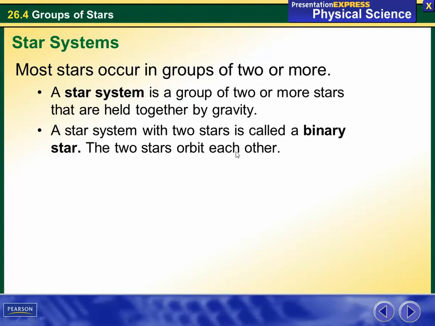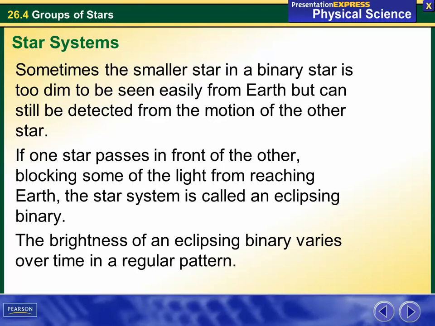When there's only two stars, it's called a binary star, like a bicycle has two wheels. A binary star is a star system that consists of just two stars, and the two stars actually orbit each other. The reason we know this, and we do have some evidence, is that sometimes the smaller star is too dim to be seen easily from Earth, but it can still be detected based off the motion of the other star. If we notice the other star is moving in a particular pattern, it can only really be explained by the fact that it's orbiting with another one.